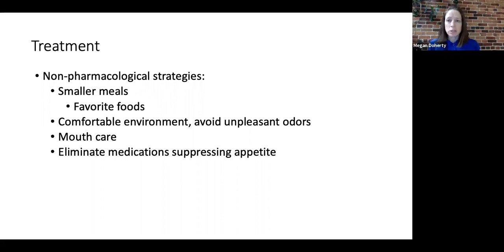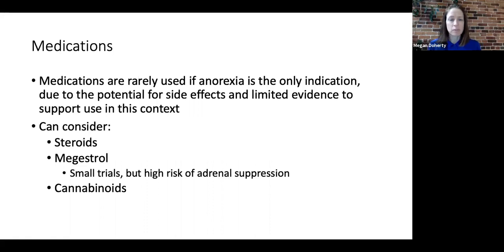Some of the treatments we can counsel families to provide include using smaller meals of favorite foods to encourage the child to eat, maintaining a comfortable environment, avoiding unpleasant odors, and providing good mouth care so the child feels well enough to chew and swallow if they can, and eliminating any medications which may be suppressing appetite.